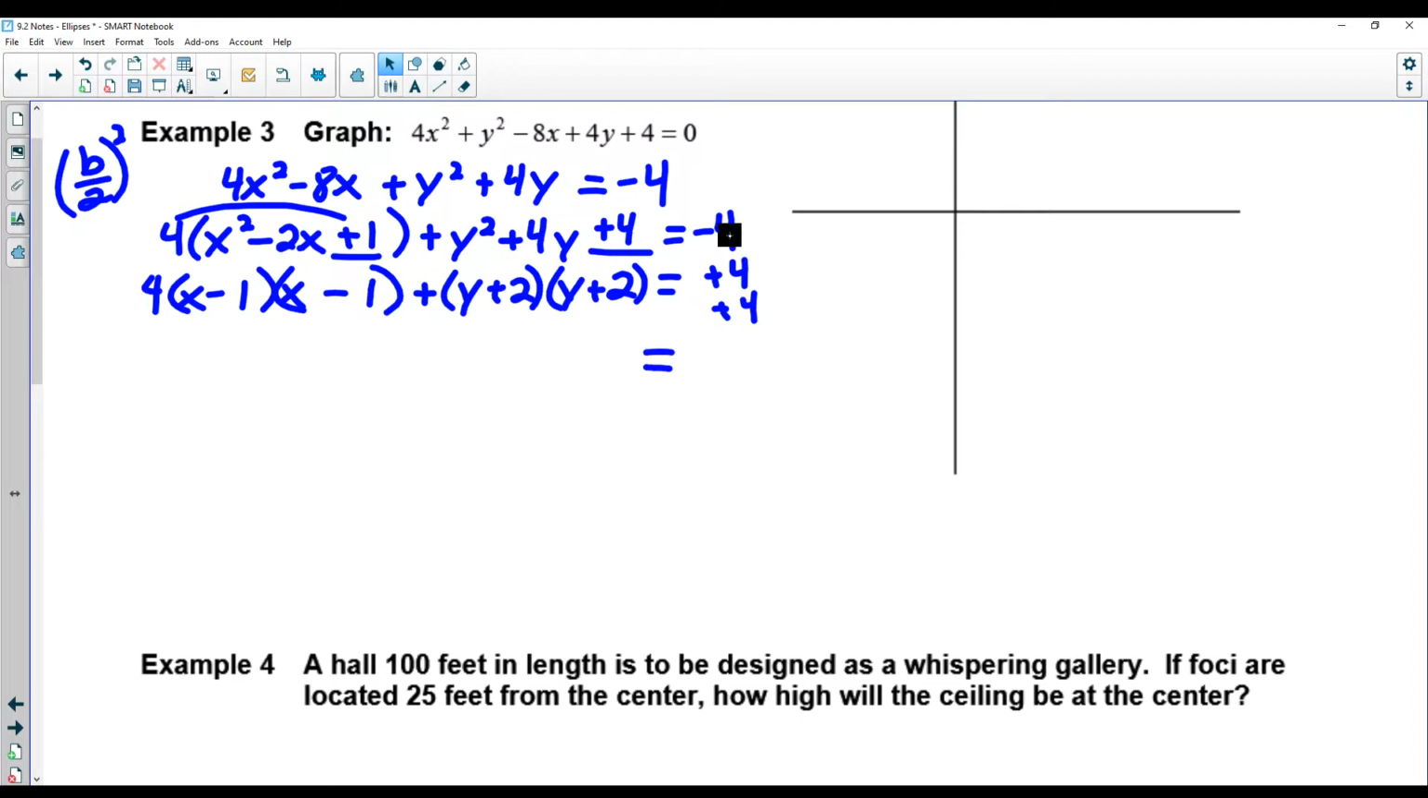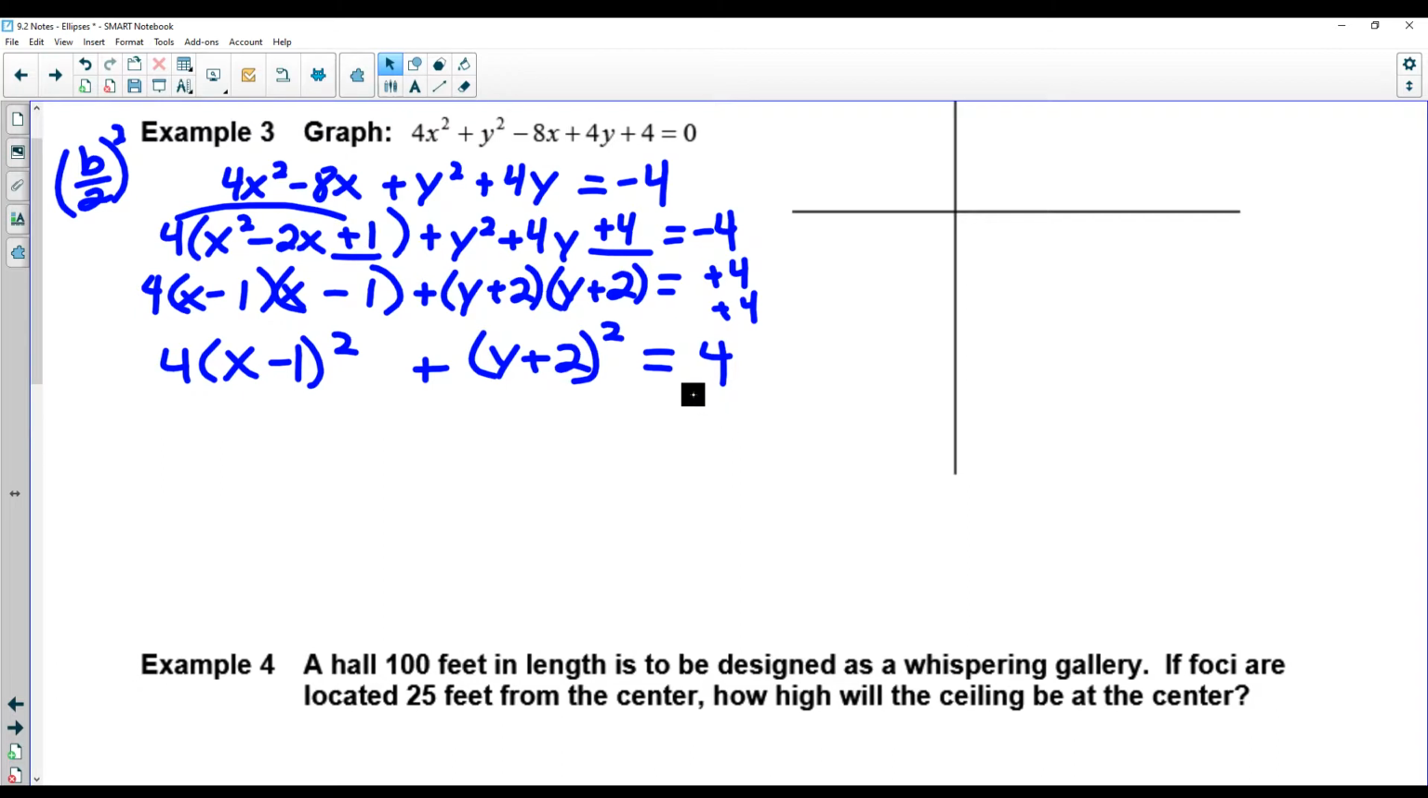So the other side, 2 of the 4s will cancel, but you still got 4 left. And I want to write this as y plus 2 squared because that's what it said on the front. That's why you do that. And then I'm going to have 4 outside of x minus 1 squared. And then you want to equal to 1.